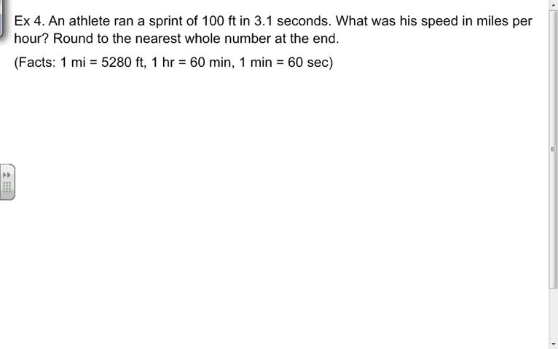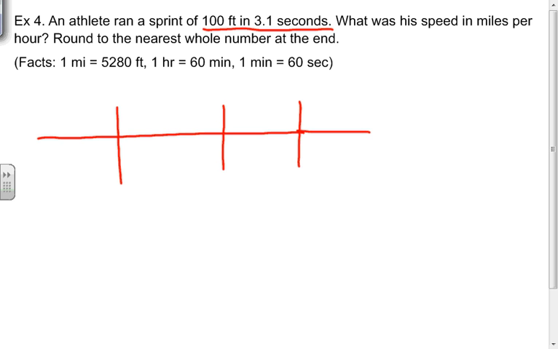So look at what we're starting with. We're starting with 100 feet and 3.1 seconds. So our railroad tracks are going to end up looking like this. I think there's one more. Okay, that's what we're going to fill in. We're starting with 100 feet. That's going to go on top. And we're going to start with 3.1 seconds on the bottom.